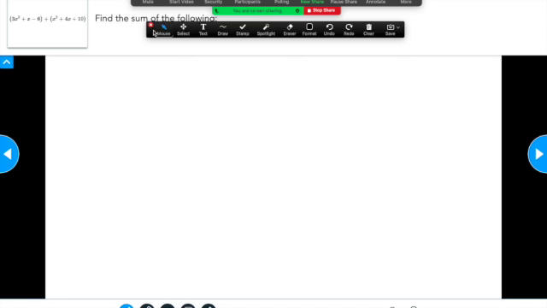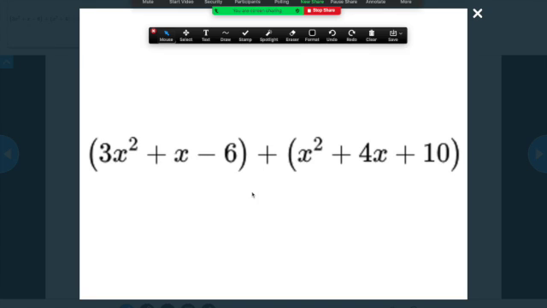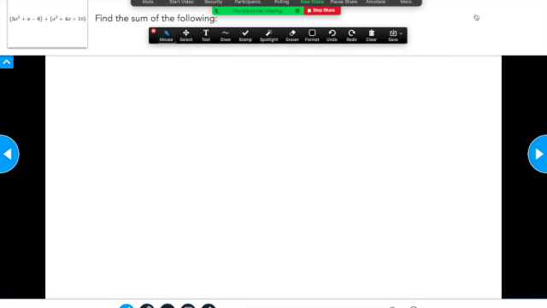So the problem here is asking us to find the sum of the following. And the following is asking us to write the sum for 3x to the power 2 plus x minus 6 plus x to the power 2 plus 4x plus 10. So I'll give you a few minutes to work on this on your own first. Okay, so again, I'm going to start off by writing the first polynomial, which is 3x to the power 2 plus x minus 6.